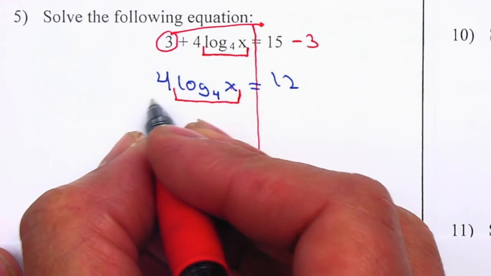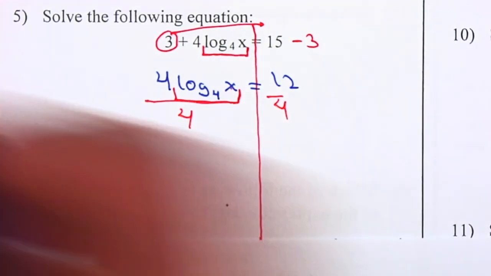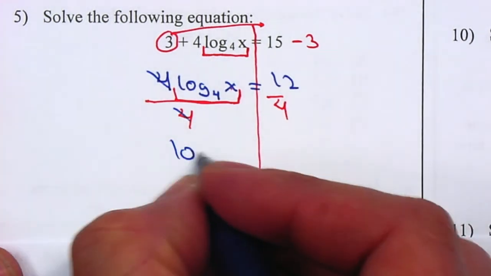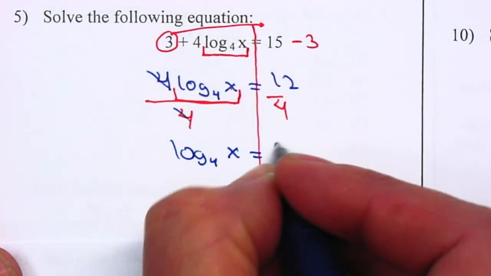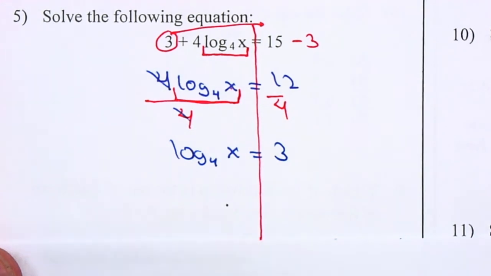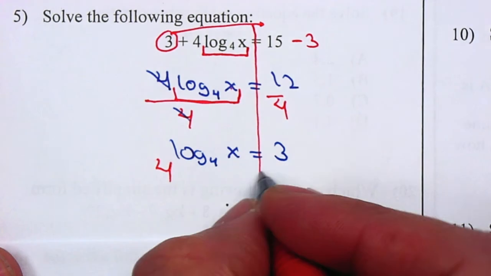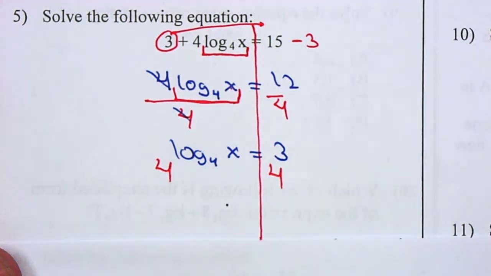So in order to get rid of the 4, I want to be able to divide by 4. So now we have the log base 4 of x is equal to 3. Now I can get rid of the log. I can exponentiate both sides. The opposite of a log is a base. So I'm going to exponentiate both sides to base 4.